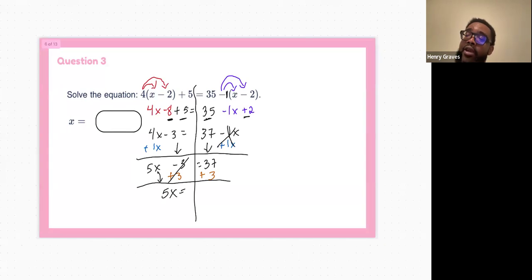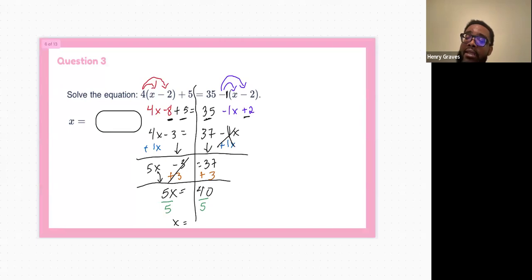Now, we have to be careful here because it says 5x, but that's really the same thing as 5 times x, because in algebra, anytime you have a letter next to a number, it means you're multiplying. So we need to undo the 5 times x, and the only way to undo the 5 times x is to divide both sides by 5. So when I do that, my x is going to equal 40 divided by 5, and 40 divided by 5 is going to be 8.